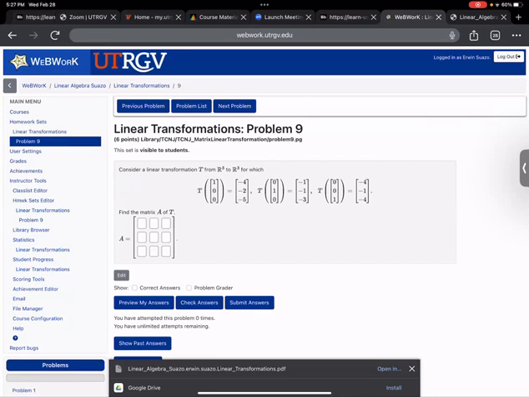T of 1, 0, 0 is 4, minus 4, minus 2, minus 5. T of 0, 1 is that, and so on.